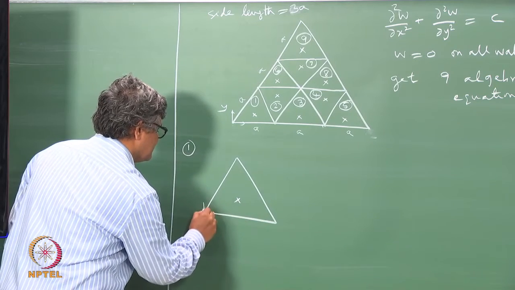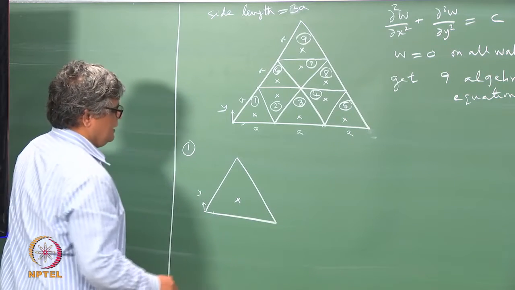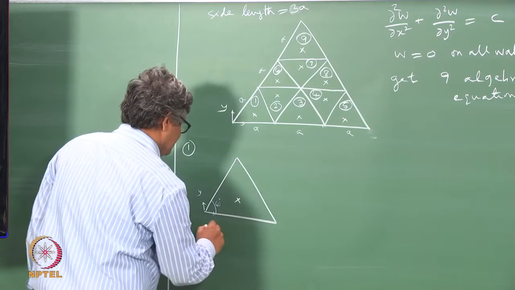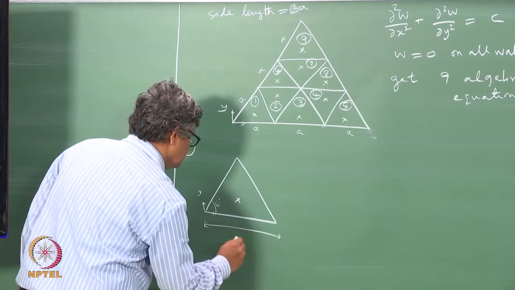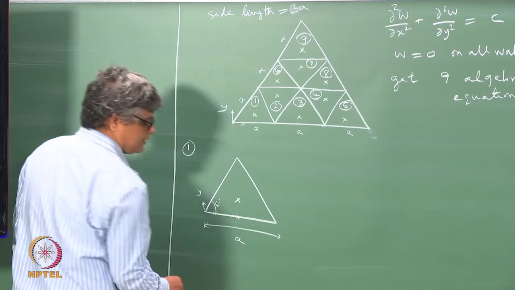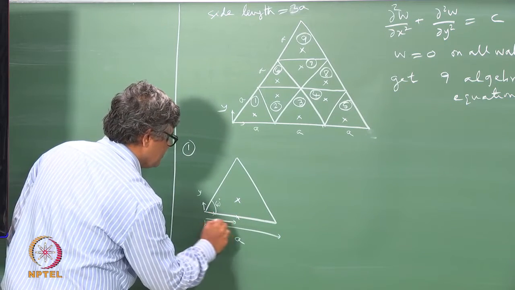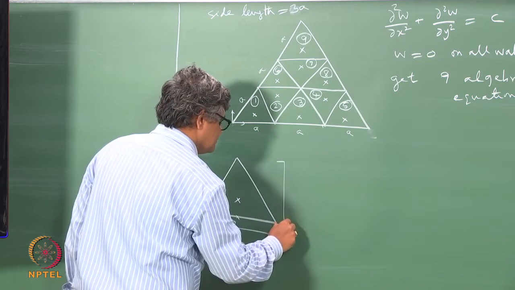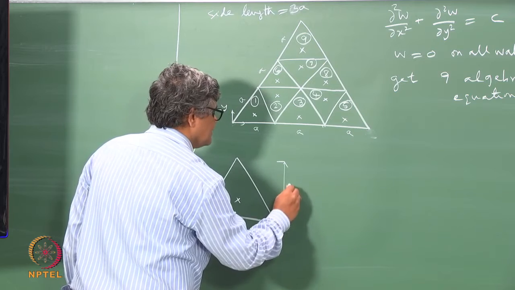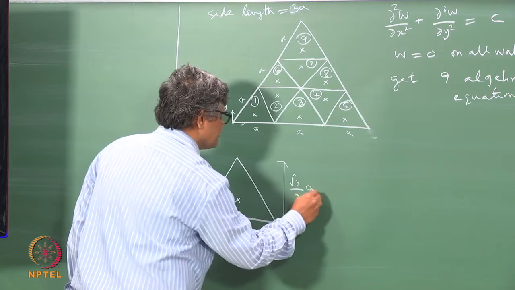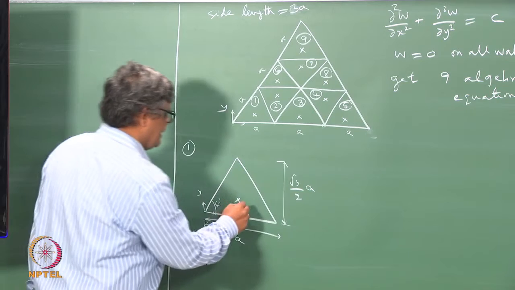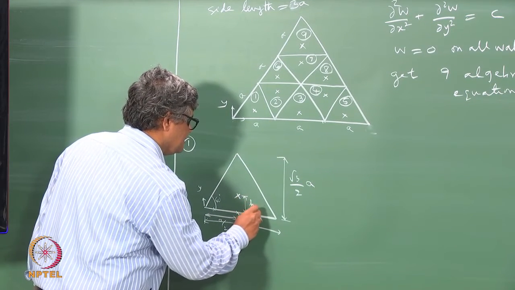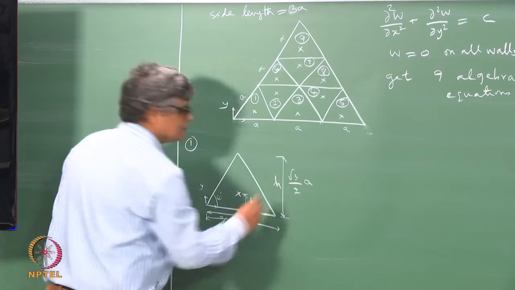So, for this cell, this is cell 1, our origin is here, and this is 60 degrees. So, we can say that this length is A here. The midpoint is at a distance of A by 2, and this whole height is square root of 3 by 2 times A, and this height is h by 3, where this is h.